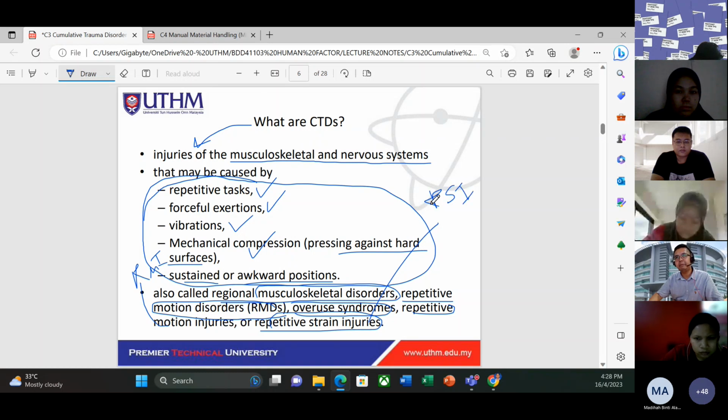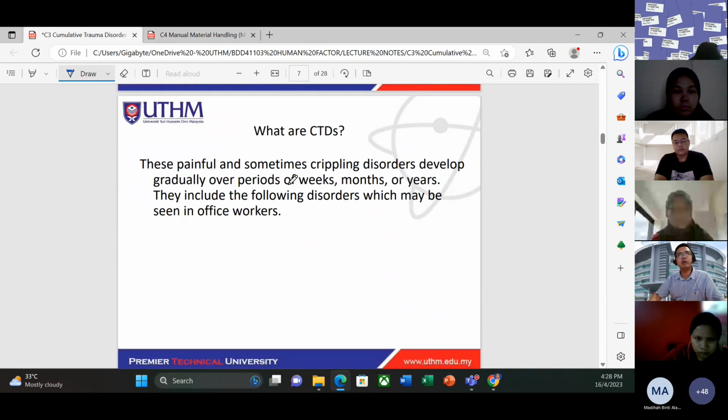RSI. In Malaysia, we follow WHO, so we call it musculoskeletal disorder. Physical ergonomics is related to musculoskeletal injuries or musculoskeletal disorder. So what are CTDs? These painful and sometimes crippling disorders develop gradually over a period of weeks, months, or years. They include the following disorders which might be seen in office work or industrial work.